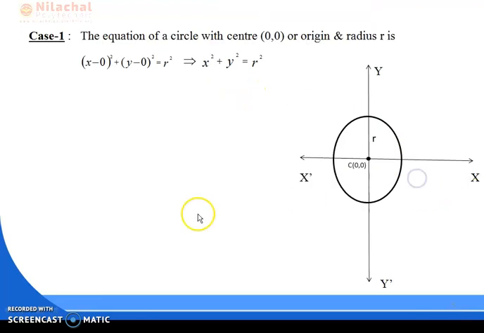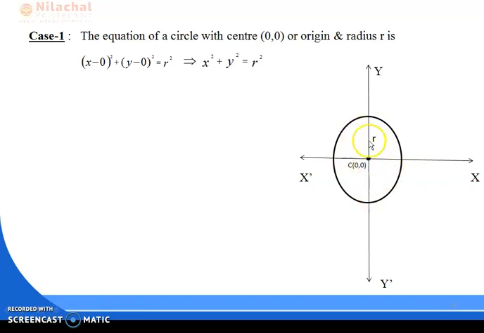Let's see case number 1, the case studies. Case number 1 is what? Equation of a circle with center (0, 0), or origin, and radius r, r for radius. Let's see the figure. Here is the circle, origin is our center. We know that this distance must be the radius.